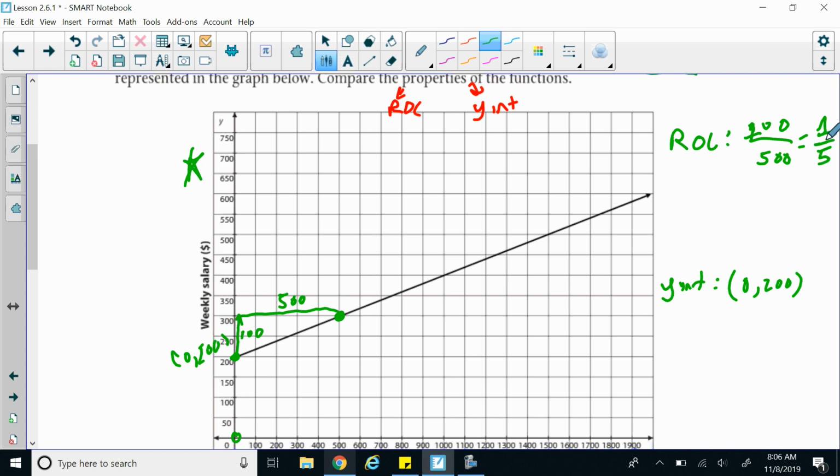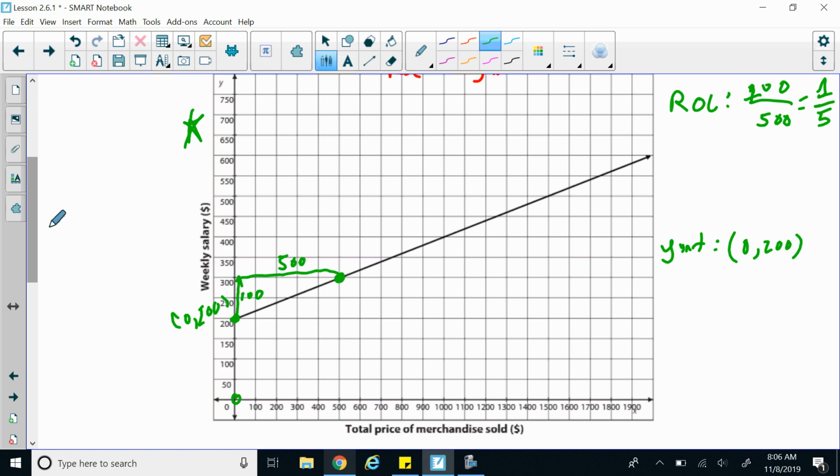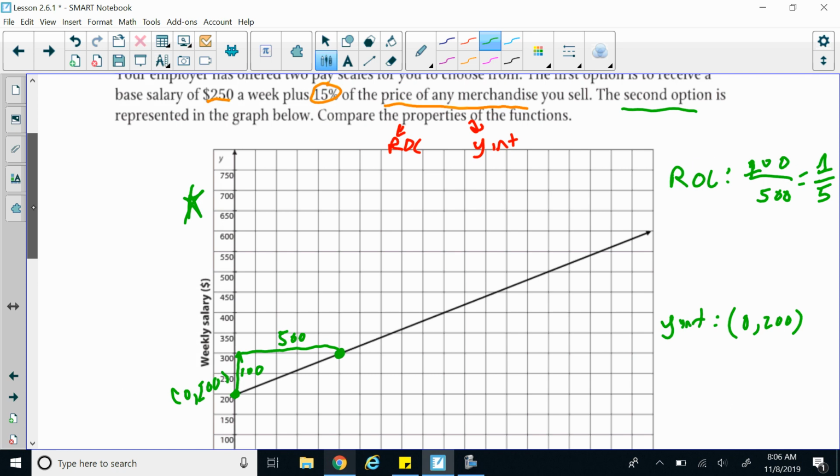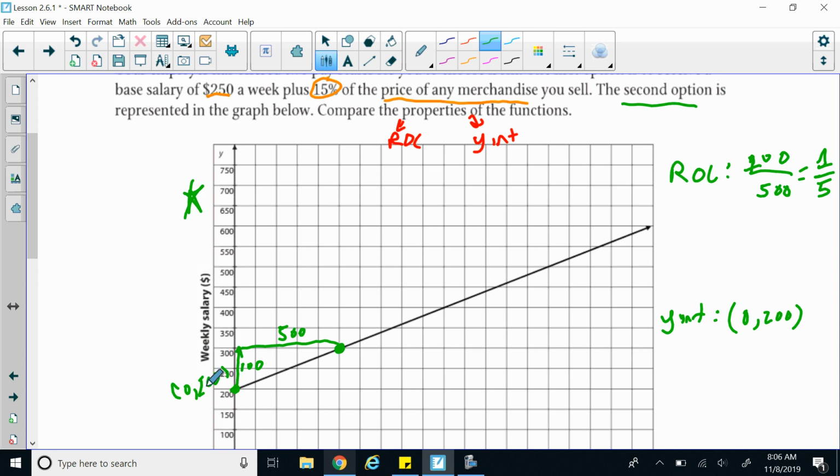You see that? So my rate of change for this one is up 100 over 500, which means your weekly salary will increase by $100 if you sell $500 of merchandise. All right. So we got our rate of change and our y-intercept, which means you start with your salary at $200. Your starting salary is $200.